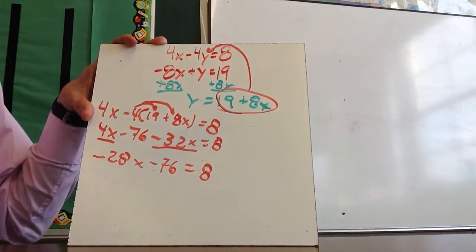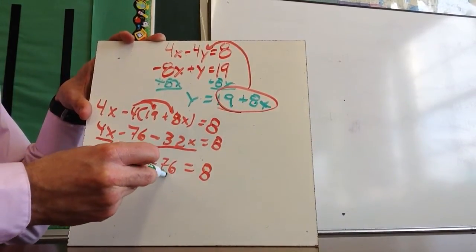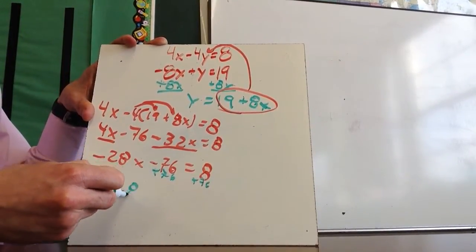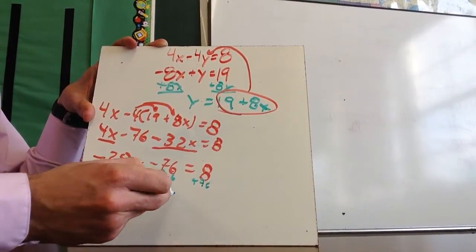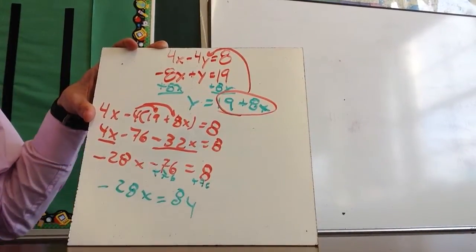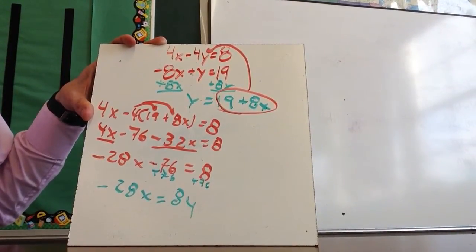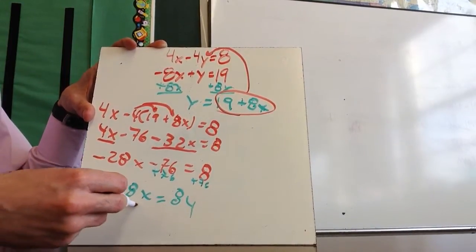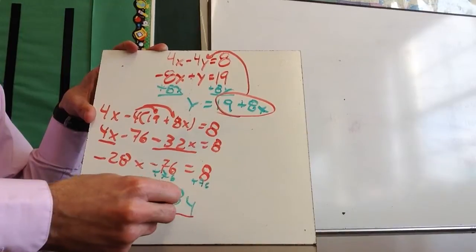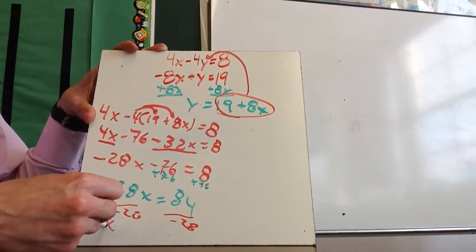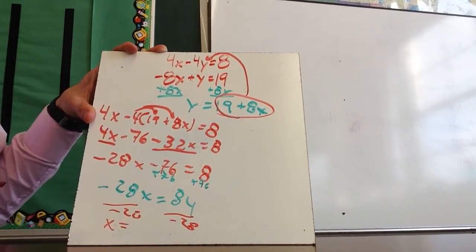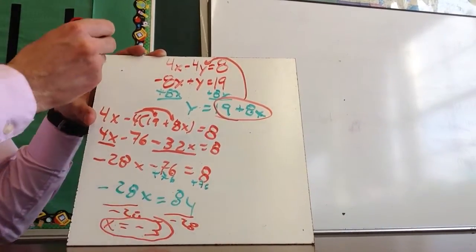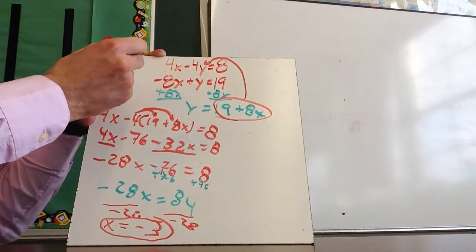Then I've got to add 76 to both sides. Switch colors on you. So this is negative 28x equals 84. This hopefully gives us a nice, neat number. And then when I divide by negative 28, I got x equals negative 3. Okay, so there we go. I know half of my answer. X is negative 3.